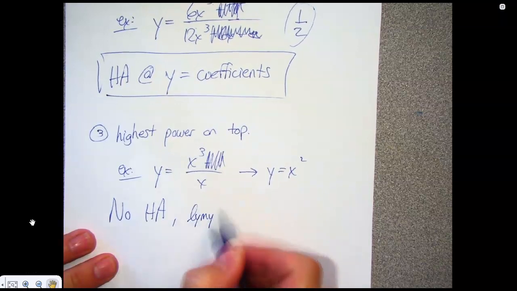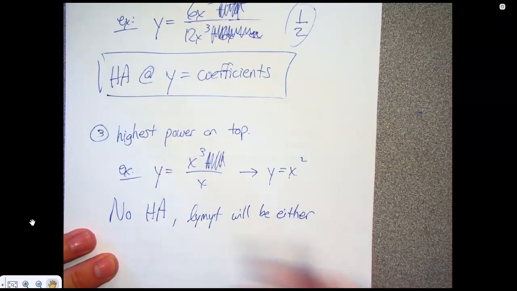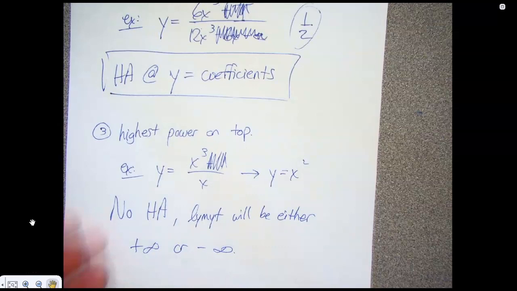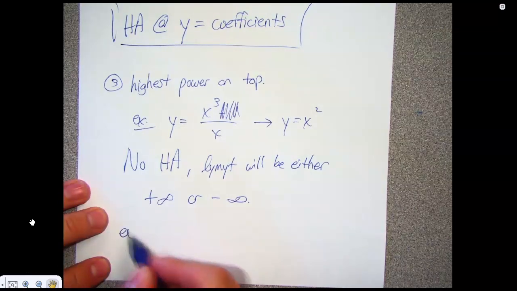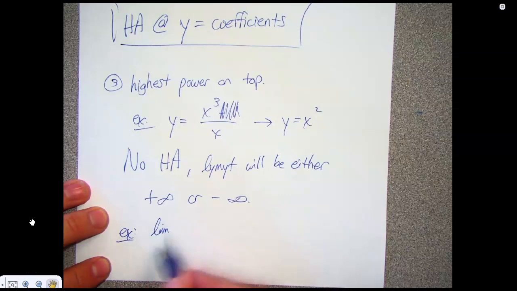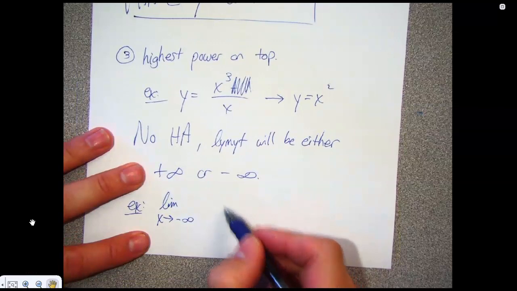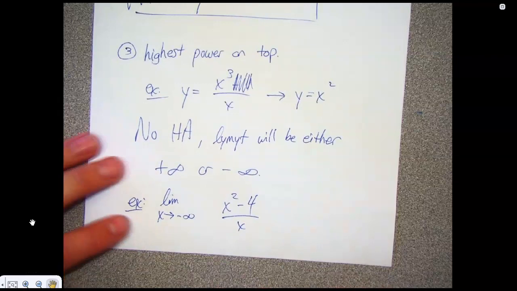Your limit will be either positive infinity or negative infinity, depending on, you might have to like plug in, or imagine plugging in a giant number and seeing what would happen to the sign. So for example on that, let's say, limit as x approaches negative infinity of x squared minus 4 over x.